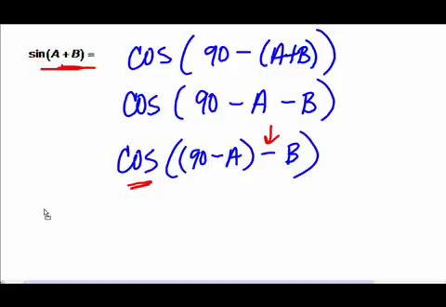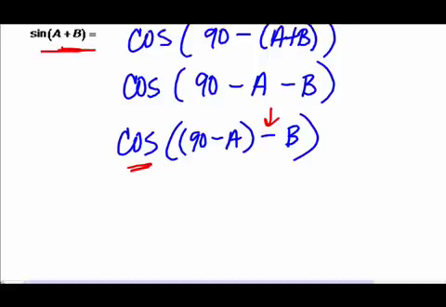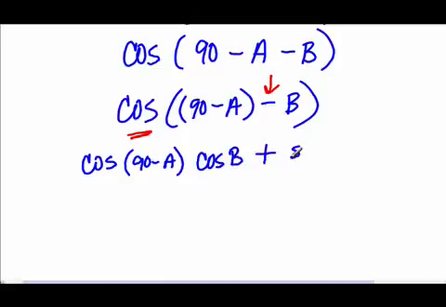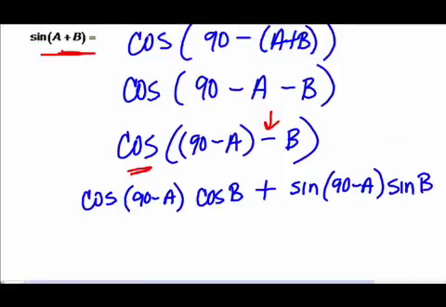Well, that is equal to cosine, technically A, but it's cosine 90 minus A, cosine B, plus sine 90 minus A, sine B. We okay so far? Anybody not understand where certain things are coming from?